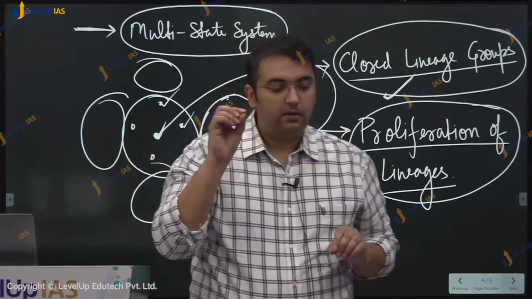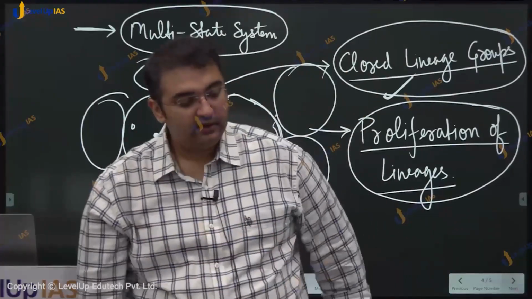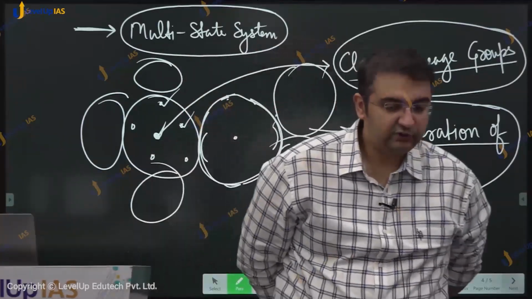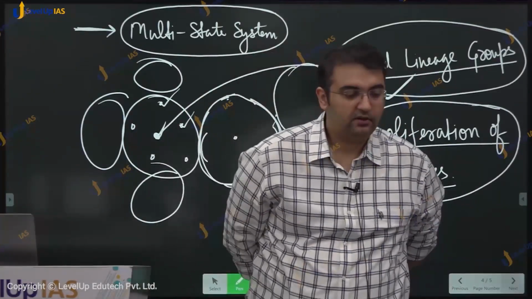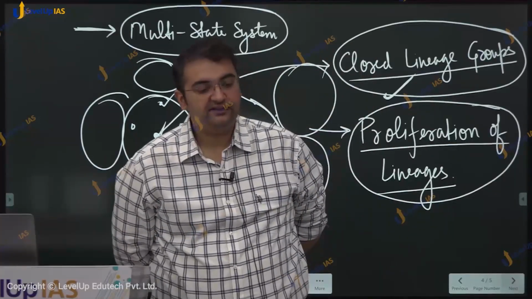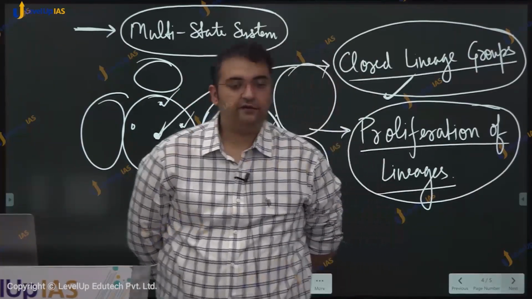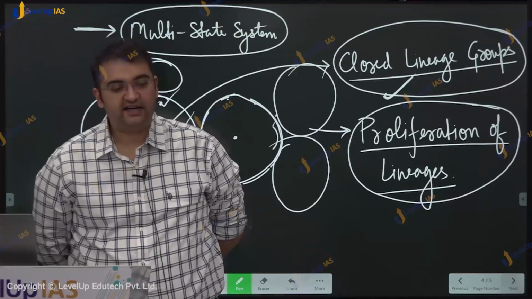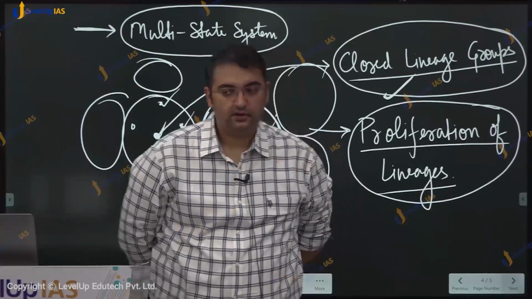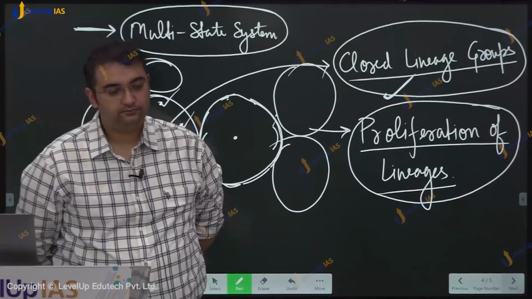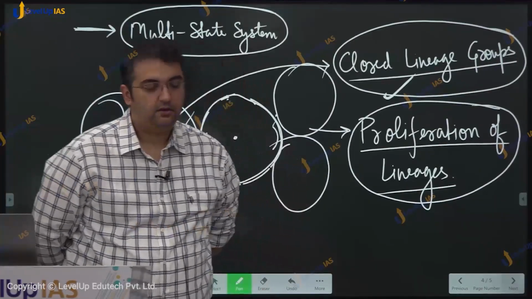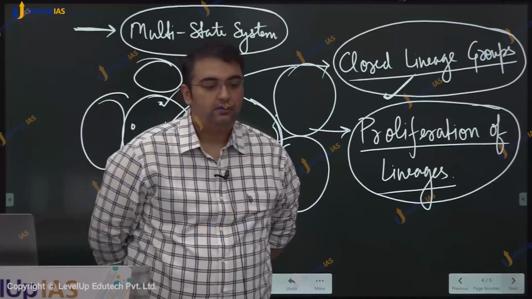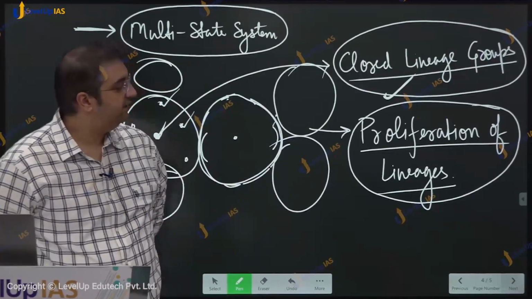Now, next point लिखो. The process of the rise of Rajputs consisted of several aspects, such as number 1, the proliferation of lineages.